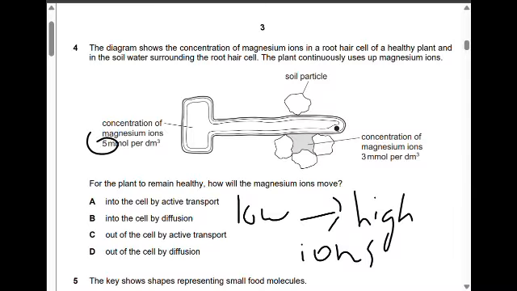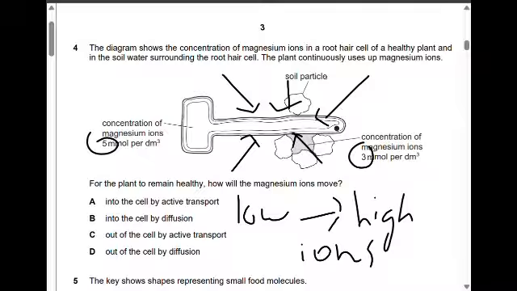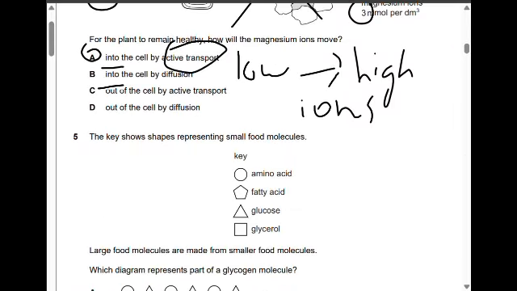So we have 5 moles per dm cube inside and 3 moles outside. So the ions are going to move into the cell, and since they're ions, it's going to be A. Since 3 moles is less than 5 moles, it's going to go from low to high. Therefore, it's into the cell by active transport.